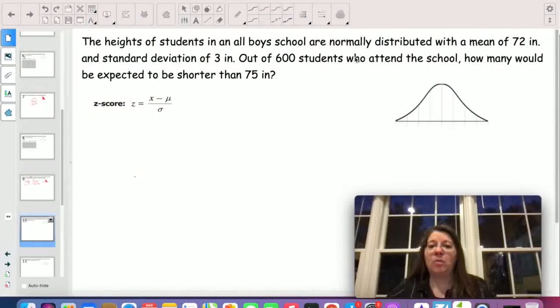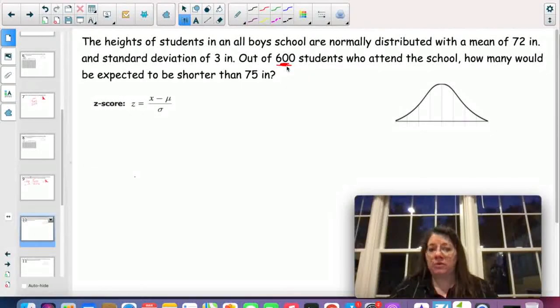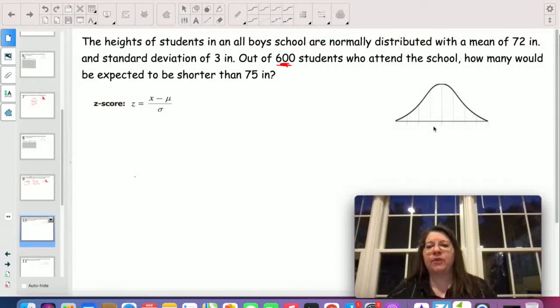The heights of students in an all-boys school are normally distributed with a mean of 72 inches and a standard deviation of 3 inches. Out of 600 students who attend the school, how many would be expected to be shorter than 75 inches? This one's a little bit different, it takes us a step further. Instead of just asking what percent of students are shorter than 75 inches, it's asking how many students out of 600. So we find the percentage, just like we did in the last one, then multiply that percent by 600 students to see how many of the 600 lie within that range.